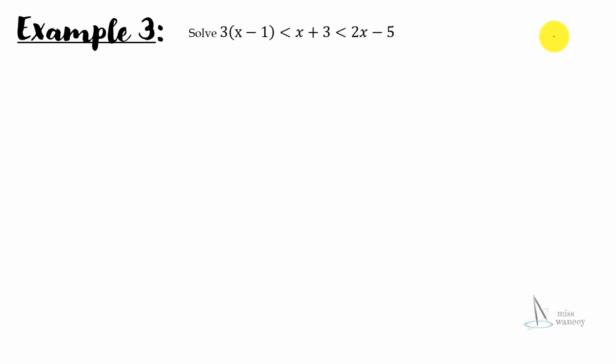Okay, so the last one. Okay, so now for example 3, solve 3x minus 1 less than x plus 3 less than 2x plus 5. Okay, so we should separate this into two different inequalities. So this is the first inequality that we're going to solve, and then this one is the second inequality.